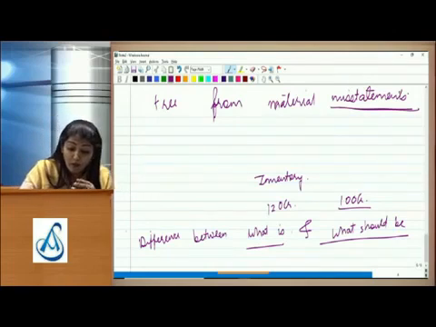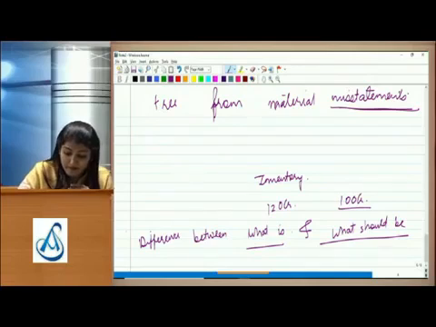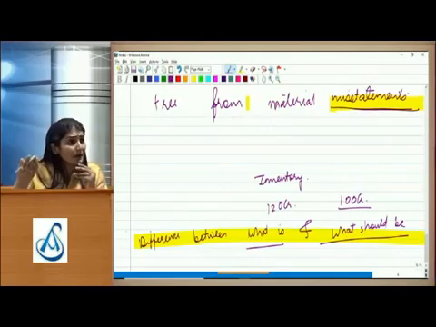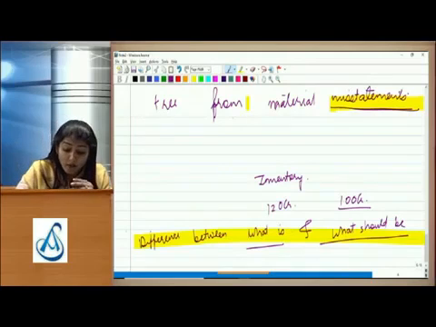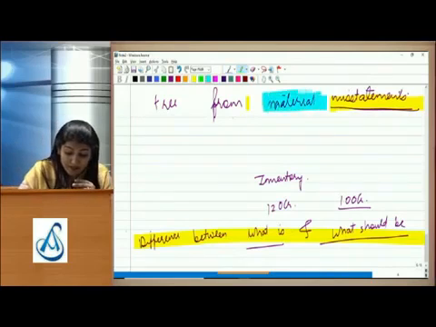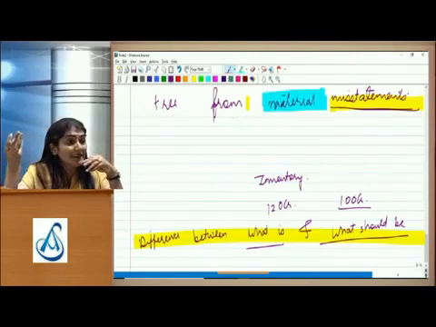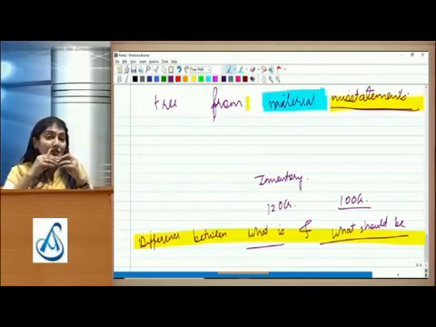Okay. Now, then what is material misstatement? This is misstatement. And now what is misstatement? Difference between what is and what should be. Then what is material misstatement? It comes down to materiality: any item or information which might influence the decision making of the users of financial statements.